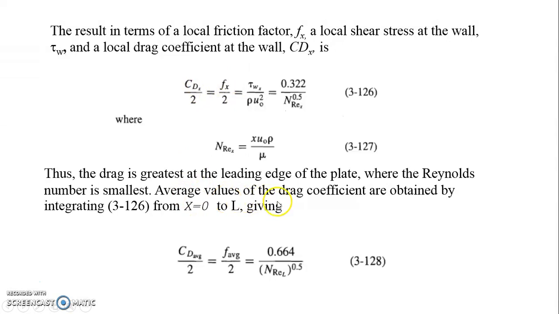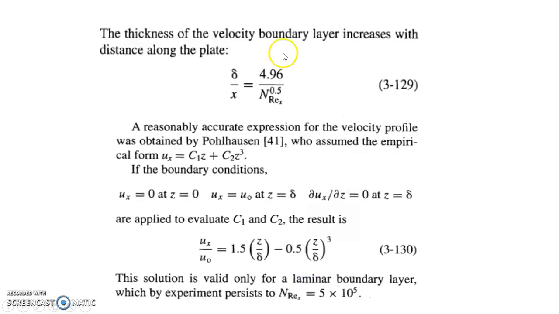The average value of the drag coefficient is obtained by integrating this equation from x equals 0 to L, which gives this equation as the result. So CD average is equal to 0.664 over Re_L to the power of 0.5. The thickness of the velocity boundary layer increases with the distance along the plate, according to the figure previously. So delta over x is equal to 5.96 over Reynolds to the power of 0.5.